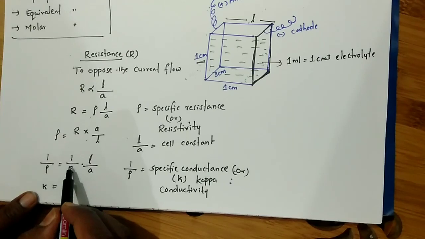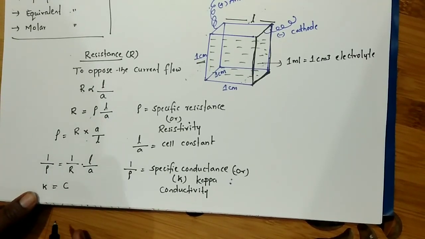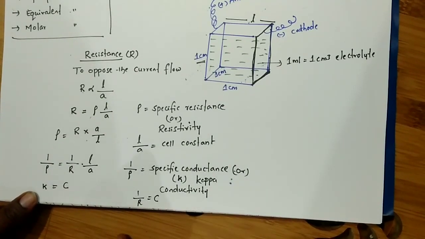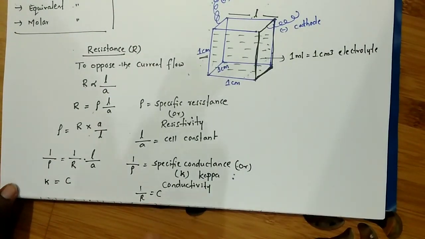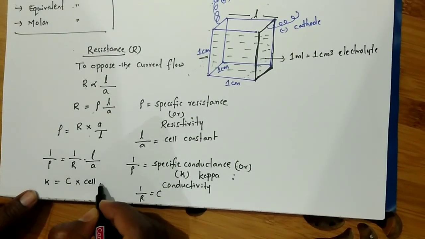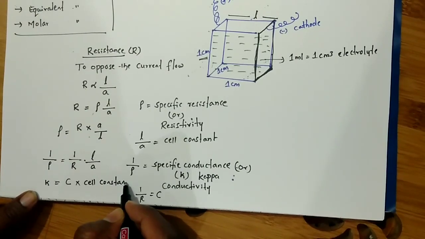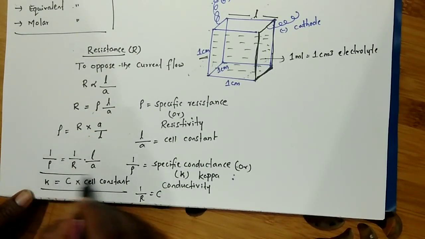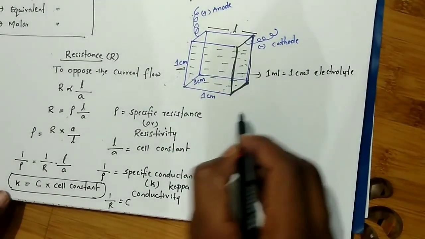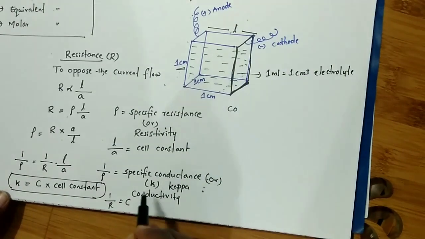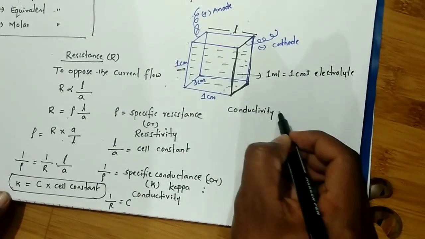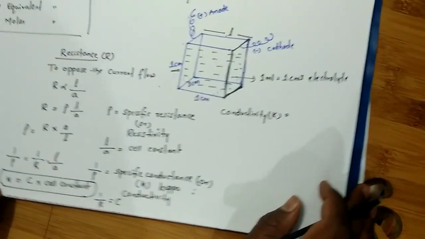So conductivity equals, the inverse of resistance is what? Conductance, C. So 1 by R equals C, which is nothing but conductance, not conductivity. So conductivity equals conductance into cell constant. How to define this conductivity or specific conductance?